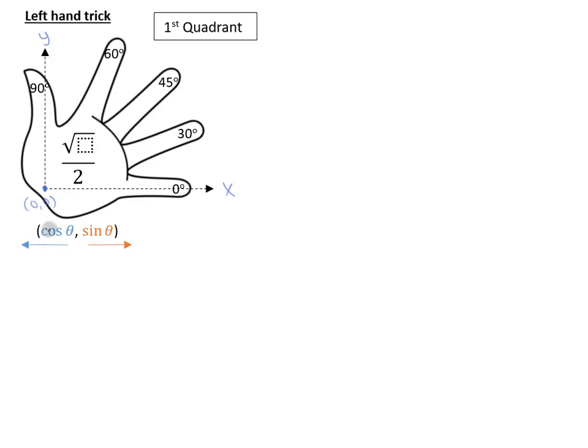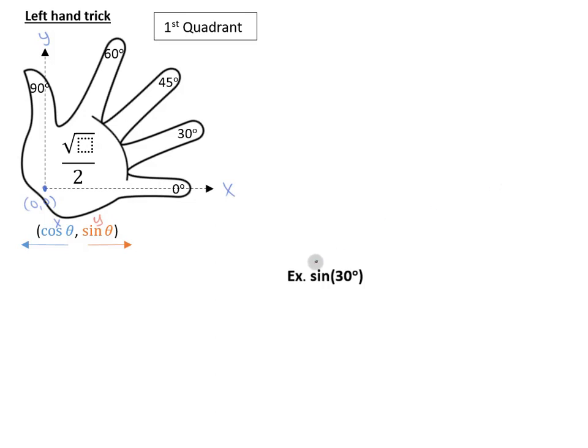Just like we write the coordinate points, cosine is x and sine is y, we're going to count cosine on the left and sine on the right. Okay, so here's what I mean by that. We'll do an example. Hopefully this will make more sense.